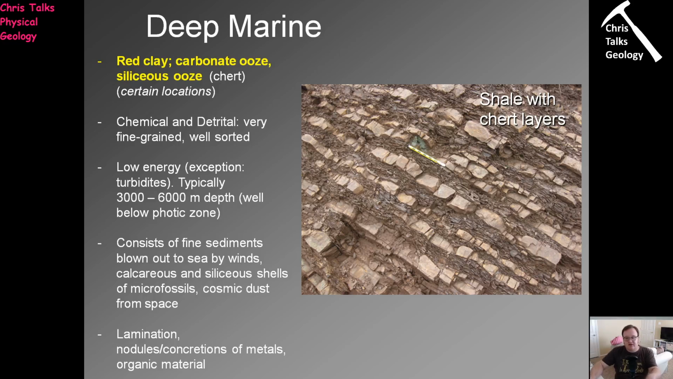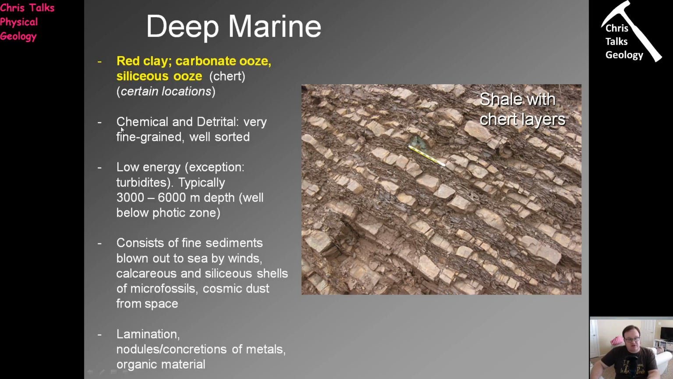The final environment of deposition is going to be the deep marine environment. Now, the deep marine environment is obviously a super low energy environment. This environment is going to be dominated by 3 distinct types of sediment: red clays, carbonate oozes, and siliceous oozes. Now, these sediments are both chemical and detrital, and they are very fine-grained and very well sorted. If you have a look at this picture here, you'll see everything looks quite homogeneous. You've got these different layers, but each layer is quite homogeneous.